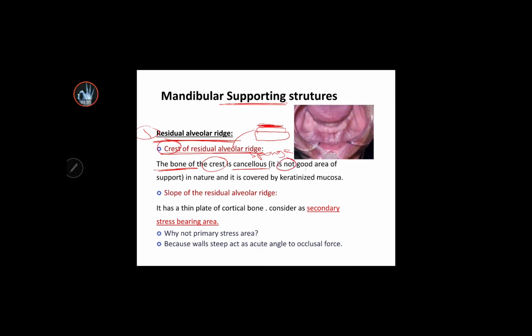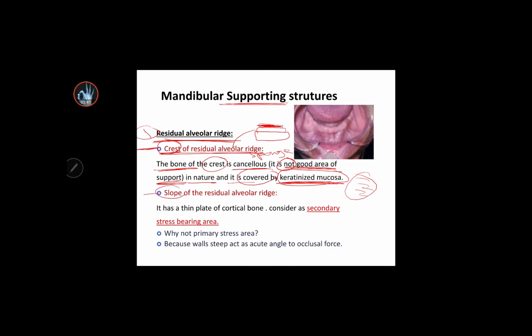So it's not a good area for support. يعني هذه المنطقة ما هي منطقة كويسة للسبورت as the crest المنطقة العليا. Okay. In nature it's covered by keratinized mucosa. تكون فيها الكيراتينز لأنه بيحصل فيها الماستيكاتوري فورس أغلب الوقت. فالكيراتينز we know that it helps with mastication and prevents soreness of the mucosa. احنا نعرف انه الكيراتين هذا بيساعدنا على المضغ وكمان بيحمينا انه ما يحصل تقرحات في الأغشية. Now we talked about the crest.